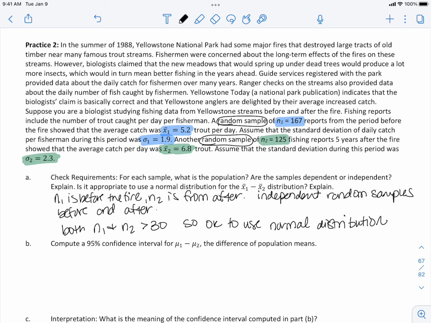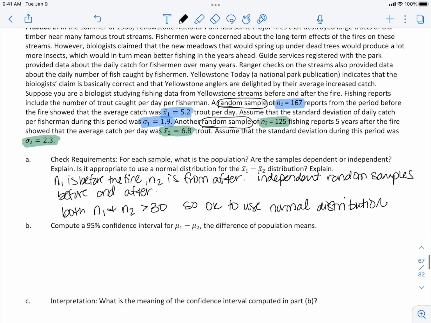All right, we do a 95% confidence interval for mu1 minus mu2, the difference of the population means. So first we need this 95% confidence. We need that Z critical value. So our Z of 0.95 is going to give us 1.96. If I plug this into our formula, we have X1 bar minus X2 bar plus or minus our Z critical value times the square root of sigma 1 squared divided by N1 plus sigma 2 squared divided by N2.